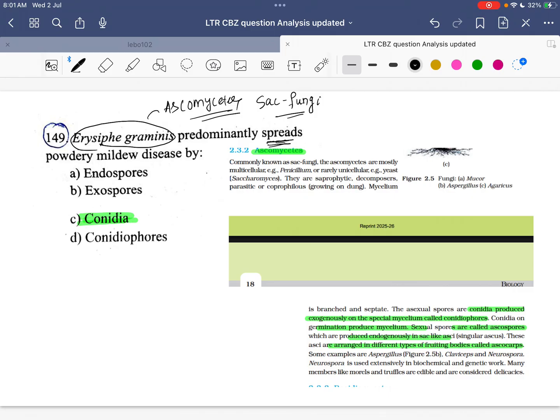The special spores are called conidia. Conidia are produced exogenously on the special mycelium called conidiophores. So the answer will be conidia.